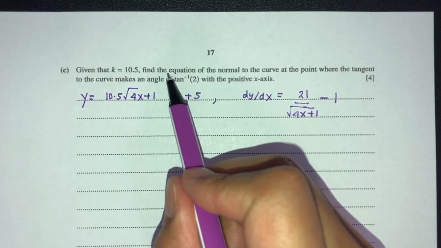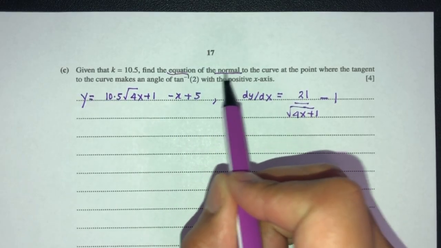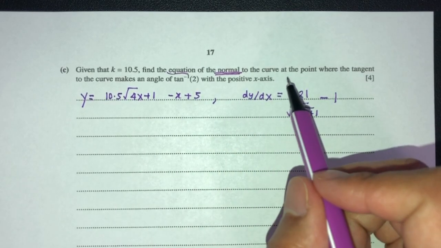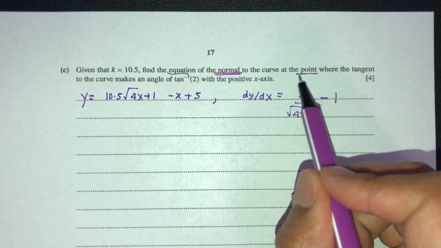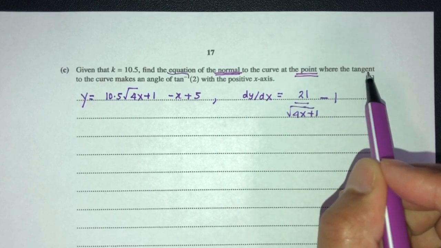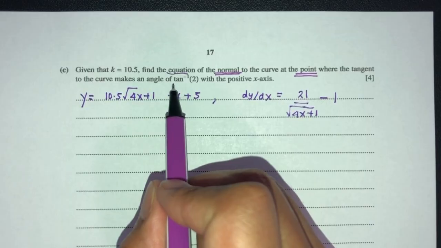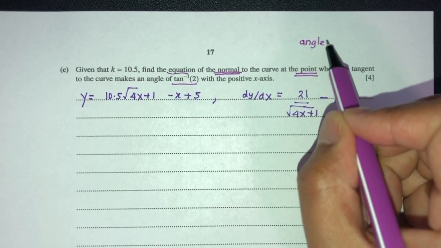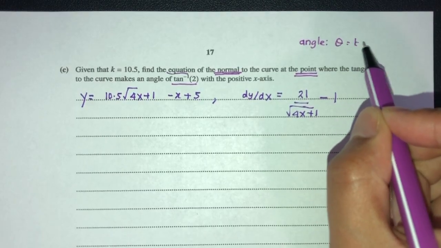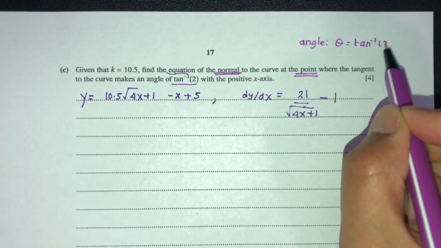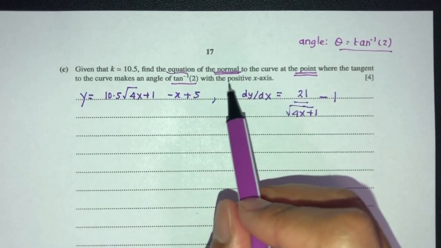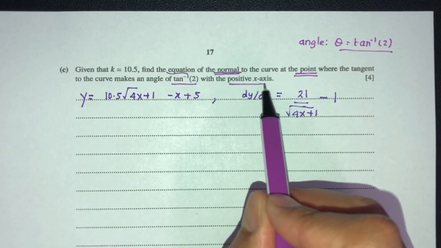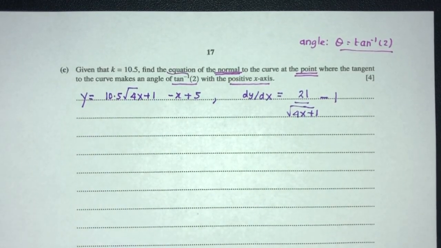So we have to find the equation of the normal. That's the main goal of the curve at the point. We don't know the point where the tangent to the curve makes an angle theta, which is equal to tan inverse of 2, with the positive x-axis.